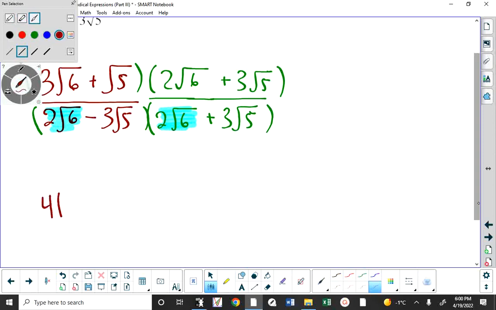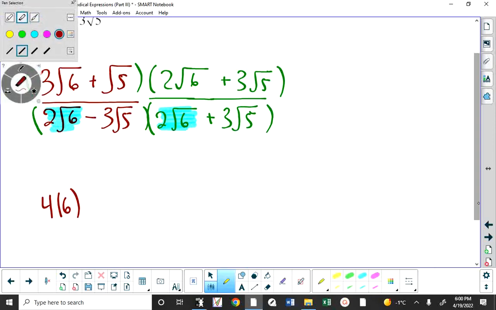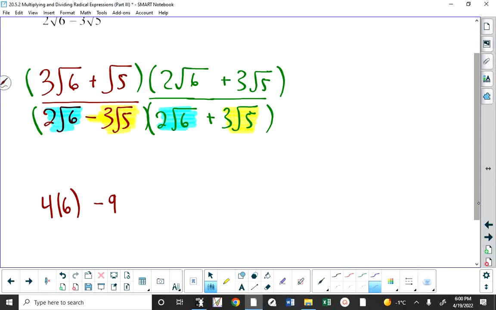Root 6 times root 6 is 6. I also need to multiply the negative 3 root 5 by the 3 root 5. Well, the negative 3 times the 3 is negative 9, and root 5 times root 5 is 5. But then on the top, I have to FOIL it. I need to FOIL this out.